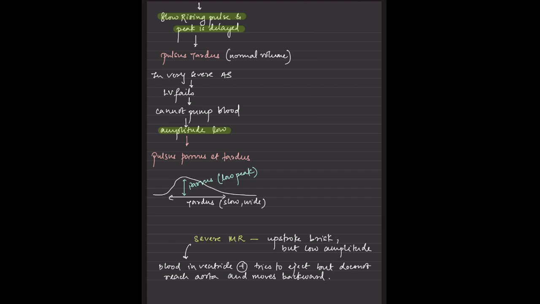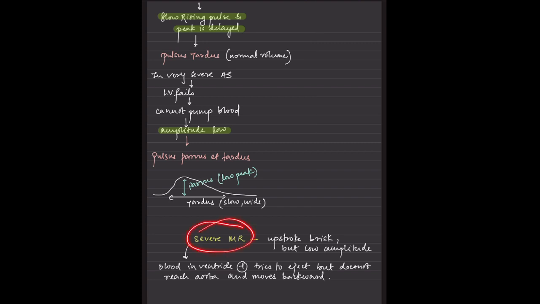Coming to very severe AS, wherein the left ventricle has failed, it will not be able to pump. So what will happen? Amplitude is decreased, so there is a low peak and it is slow and wide. That is called pulsus parvus et tardus. Both of these are seen in AS.